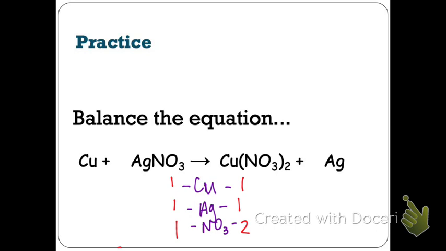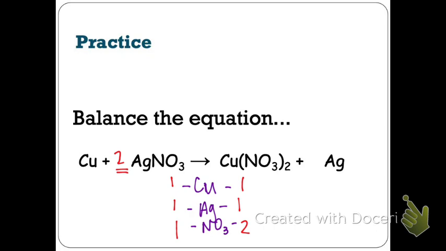So how can I get myself to have 2 nitrates on the left-hand side? What do I need to do? Add a coefficient, but to which one? Okay, and what coefficient do I add there? I have to add a 2. Okay, I added 2 because now I'm making that 2 distribute throughout the whole molecule.